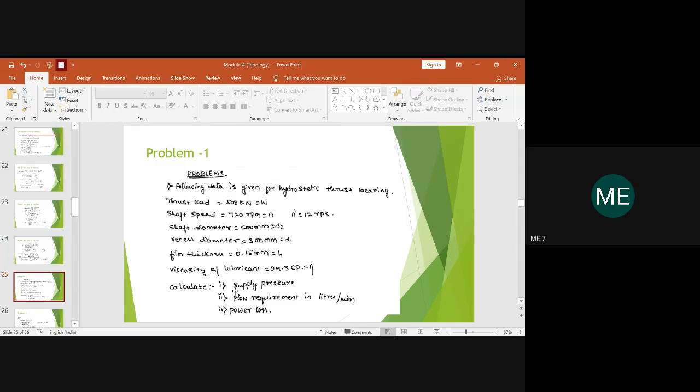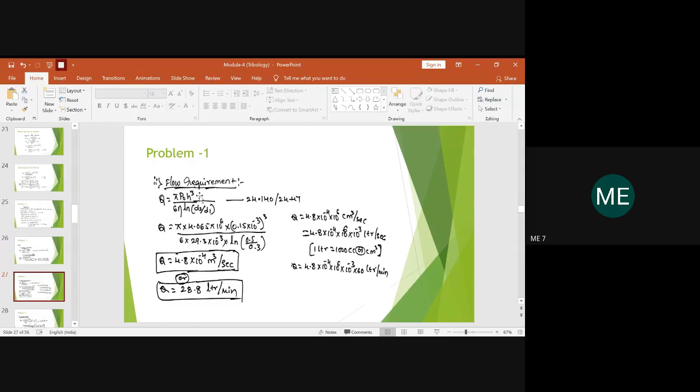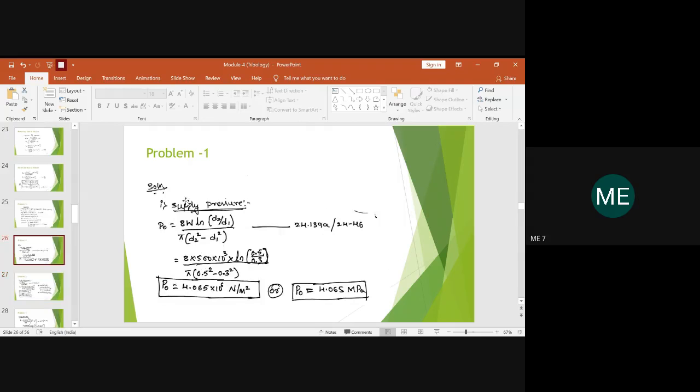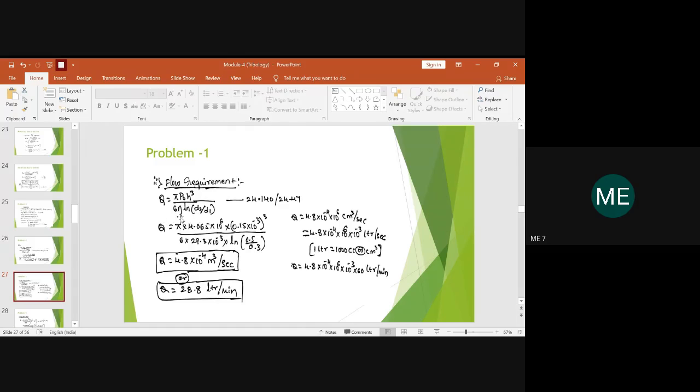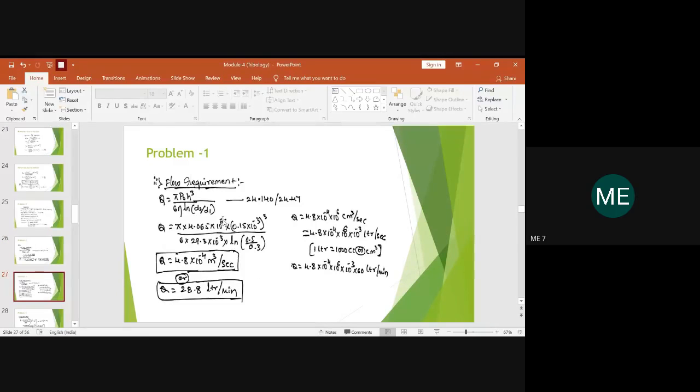If they haven't asked you to determine the supply pressure, and directly ask you to determine the flow rate, then to determine the flow rate also you need to know the value of P naught. For that you should calculate the supply pressure. So you should be very familiar with this equation. Sometimes they can ask you to determine the pressure at the inlet of the oil, or else directly ask you to determine the rate of flow. In both cases, determination of the value of P naught is very essential. In this way, we solved about 4 numericals.